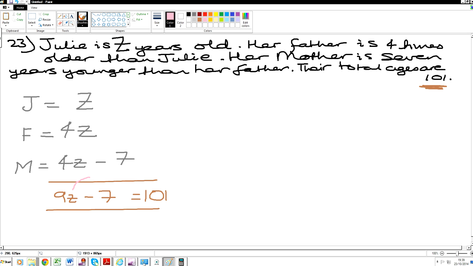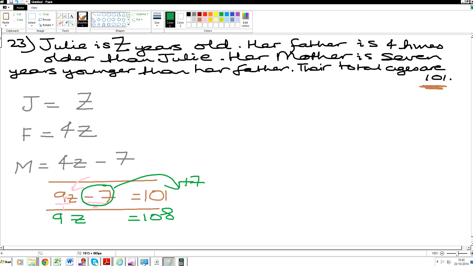So we always start at Z. We multiply it by 9 is the first action, and then we minus 7 is the second action. Now, which action do we do first, Alishba? The last one. Always move the last action first. Opposite of minus 7 is plus 7. So 101 add 7 is 108. Copy down the 9Z.